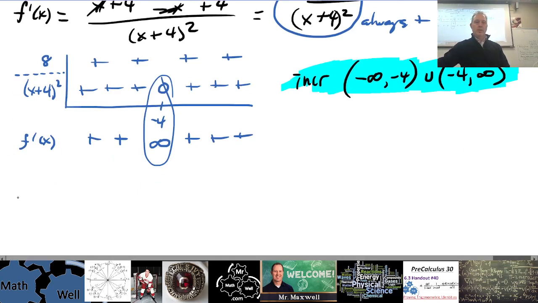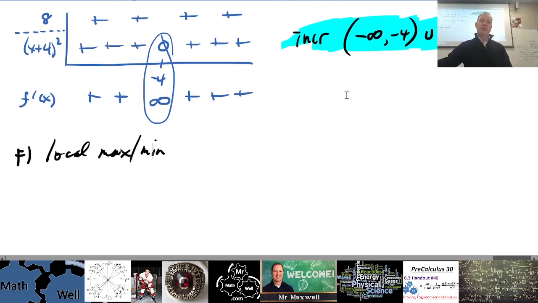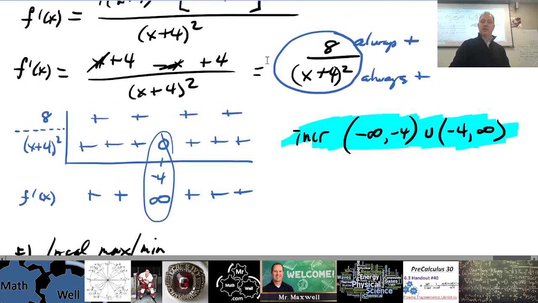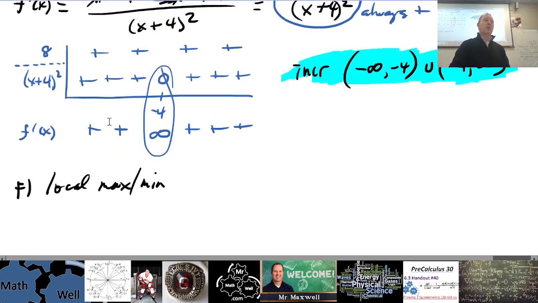F. Okay, so this is local min max. Local max min. All right, so obviously the first derivative test would help us out with this, and if you didn't do sign analysis, the sign analysis is the best way to look at this, so you could certainly refer to E here.